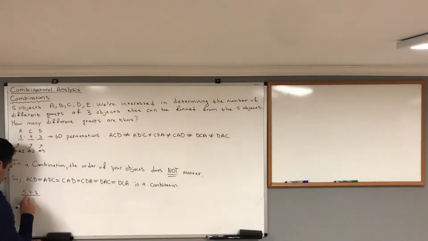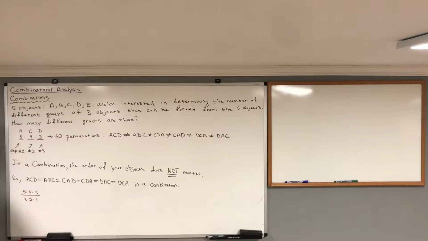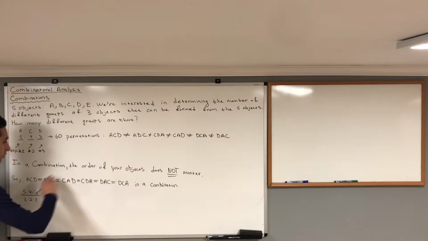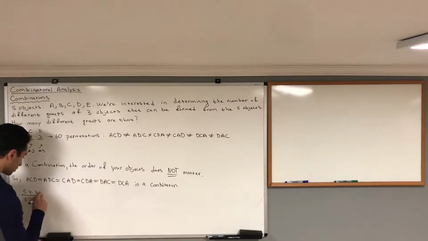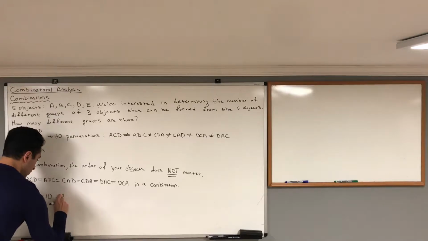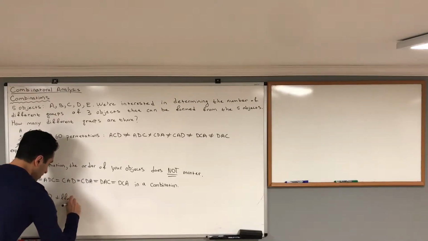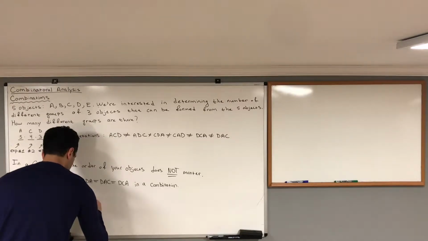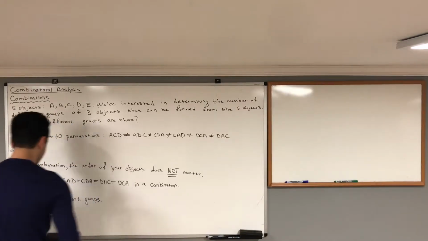Well, you have 3 times 2 times 1 different ways, because for your first slot you have 3 letters to choose from, then 2, and then 1. We have to divide by it because in a combination, all of these are equal. So we're dividing out this overcounting, and this becomes 10 different groups or combinations. And that's that.